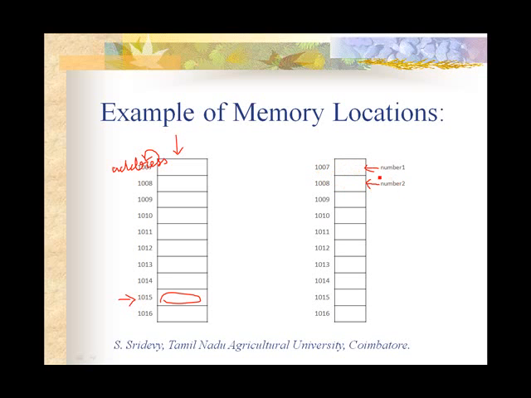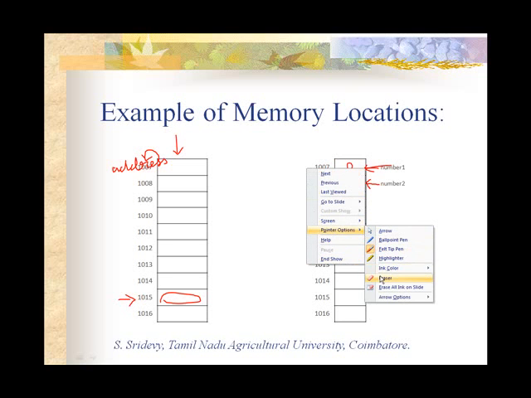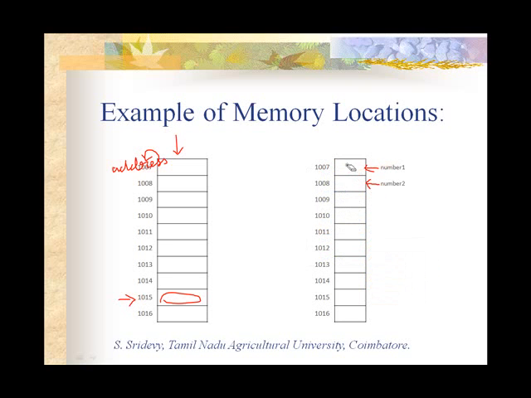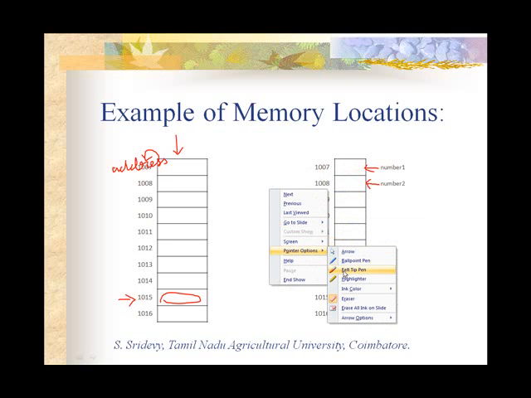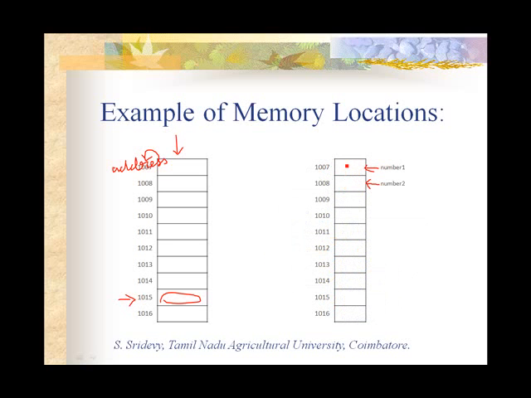So with the help of the name number 1, we can save the data here. For example, if I wanted to save the data 2, I can save the data with the help of the name number 1.